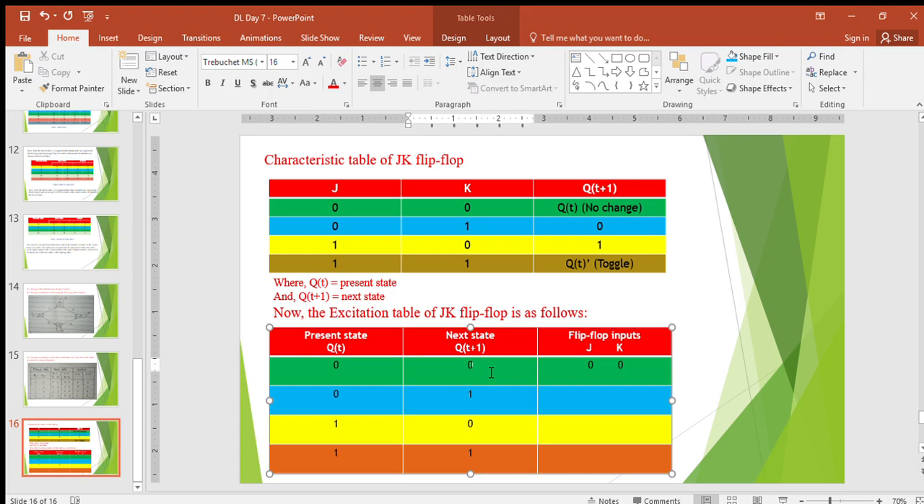Now in the second scenario, let's observe only this next state. The next state is 0, or the value of Qt plus 1 is 0. Let's see here the value of Qt plus 1 as 0.